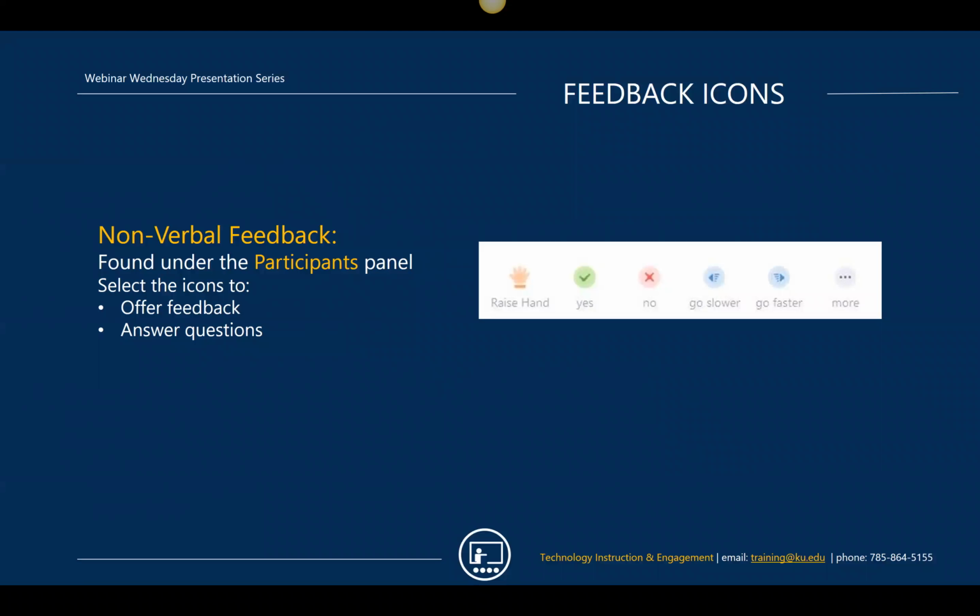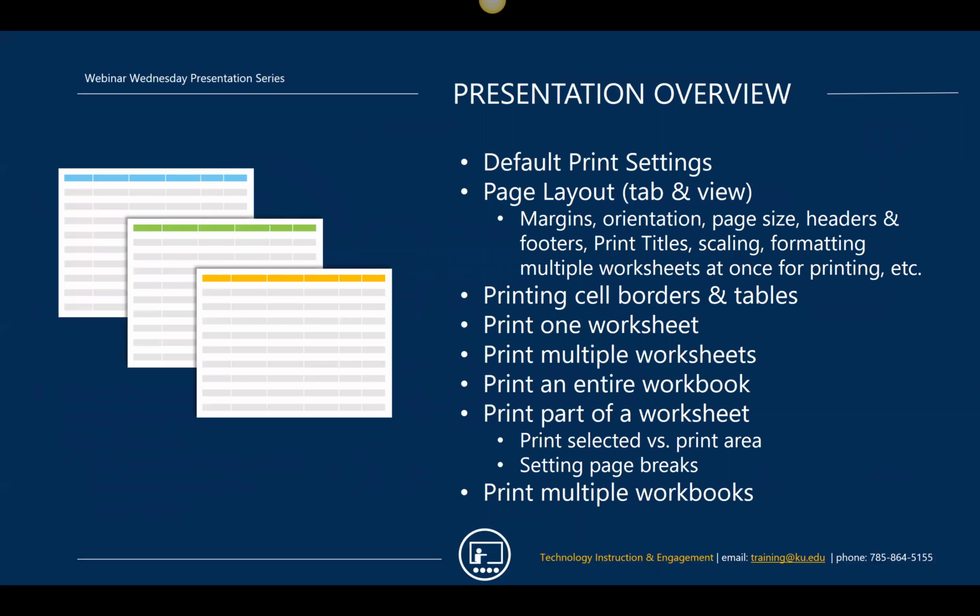All right, so today we're talking about printing in Excel. To get us started, we're going to be talking about the default print settings, kind of what's already set up if you just went to File Print within Excel. We're also going to be talking about the page layout. We'll be talking about the tab and the ribbon, as well as the specific view in Excel. And we'll talk about things like changing the margin size or the orientation. We'll talk about adding in headers and footers or adding in print titles.